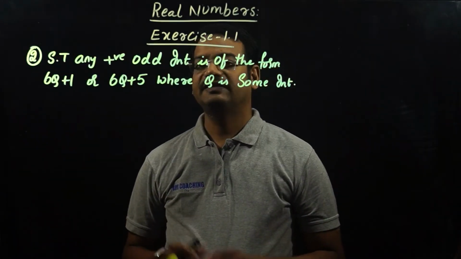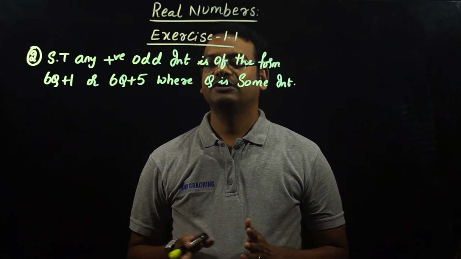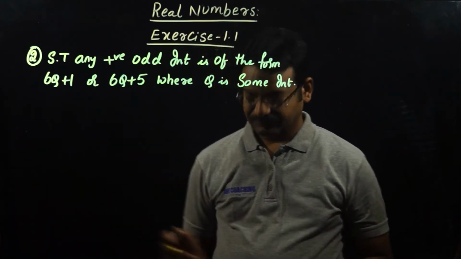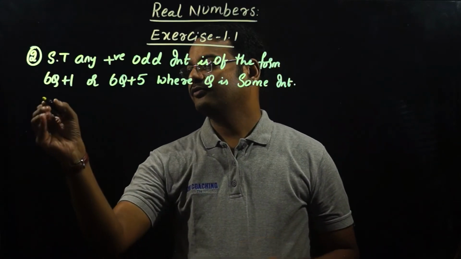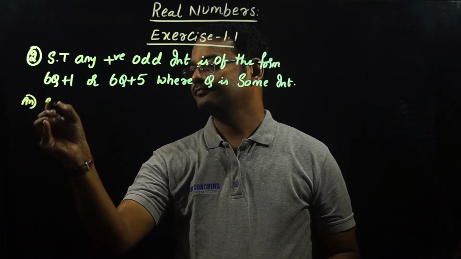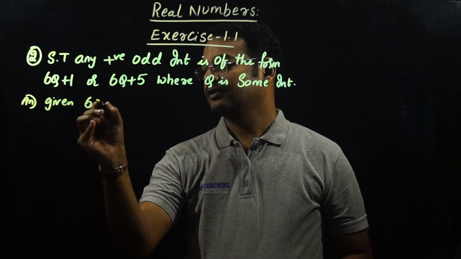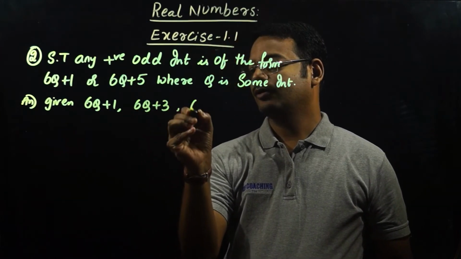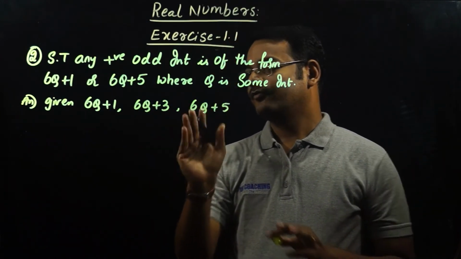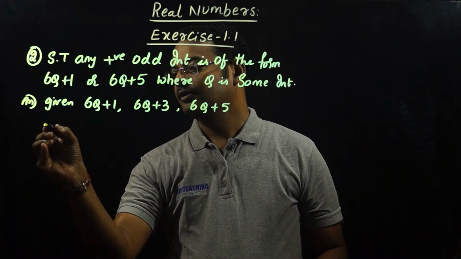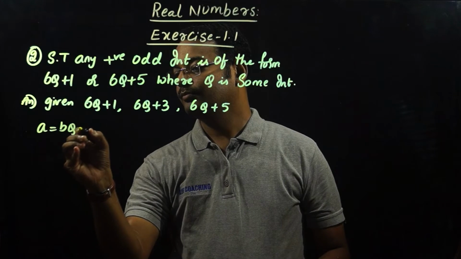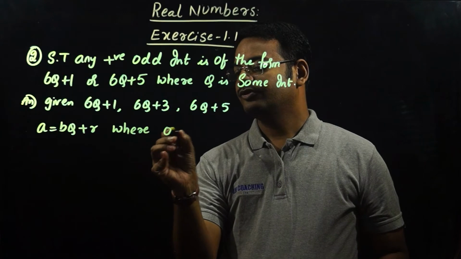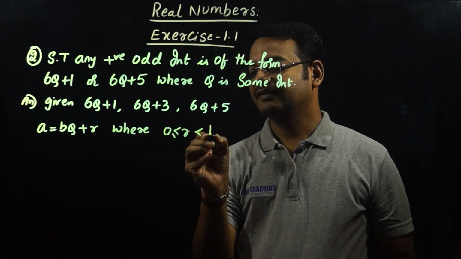Now second problem, it says show that any positive odd integer is of the form 6q plus 1, or 6q plus 5, or 6q plus 3. From Euclid's division lemma, which says that A equal to BQ plus R, where 0 is less than or equal to R and R is less than B.